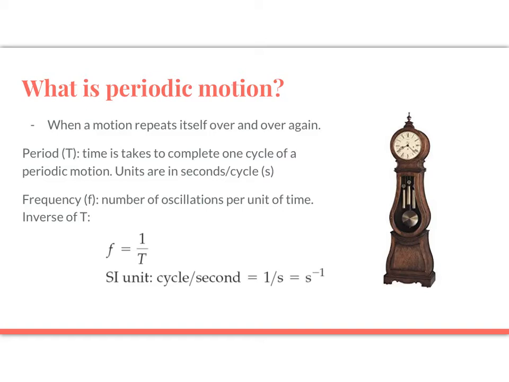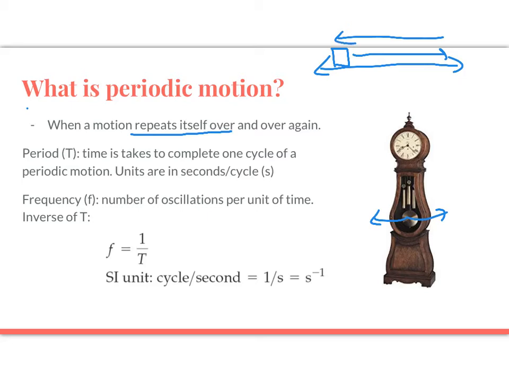We can define periodic motion as any time a motion repeats itself. A very common example of this is a grandfather's clock, and this pendulum in the middle is moving back and forth at a constant rate. Other examples are when we have an object that is moving along a track at a constant velocity back and forth forever and ever. A fun example could be a dog wagging its tail. When dogs are wagging their tails, they're wagging them back and forth with constant motion.